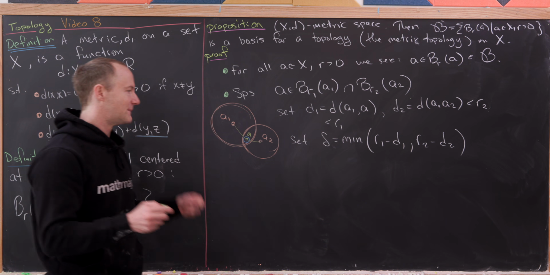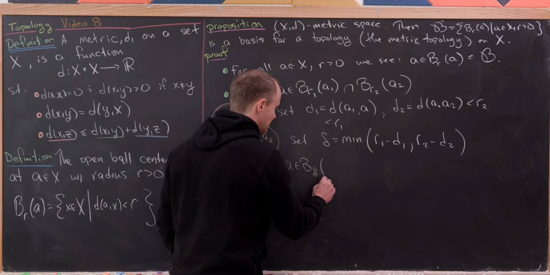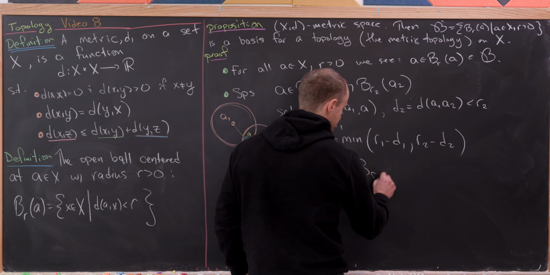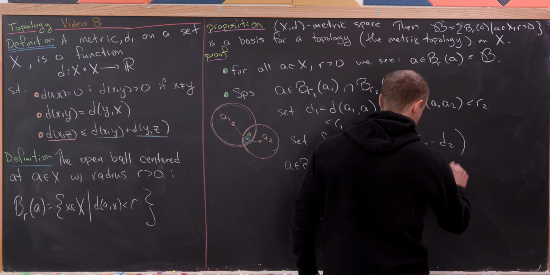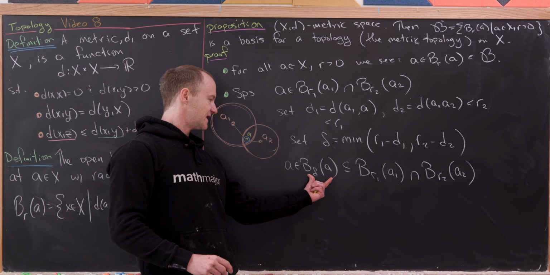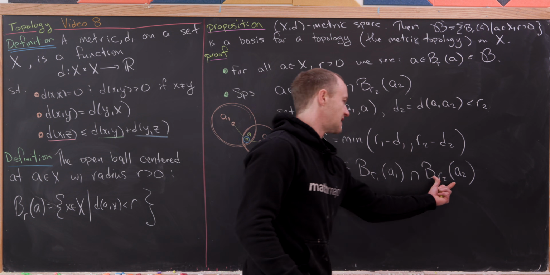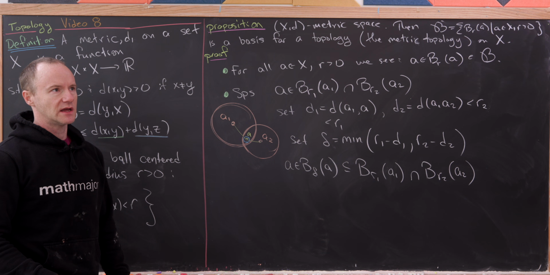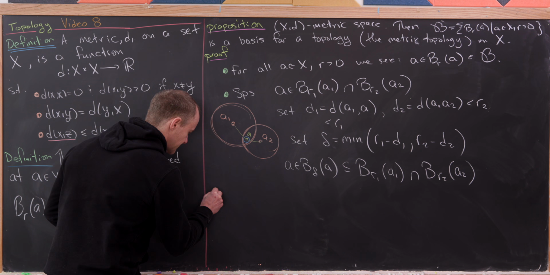So then, by construction, what we have is A is inside of the ball of radius delta centered at A, which is a subset of the ball of radius R1 centered at A1, intersected with the ball of radius R2 centered at A2. I guess we should probably check that this set is contained in this set and that this set is contained in this set. But in fact, we kind of did that already in a specific case earlier, but maybe let's sketch out why this works.